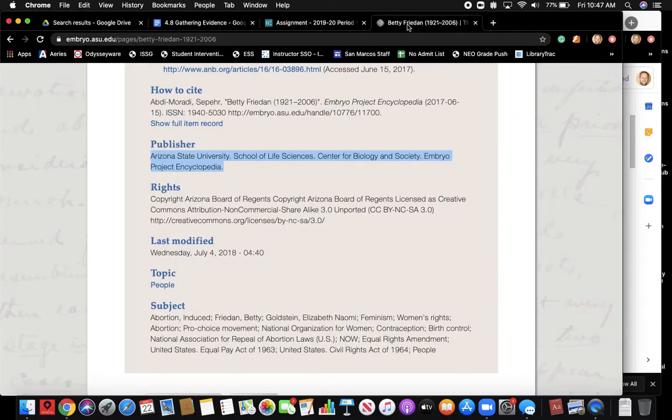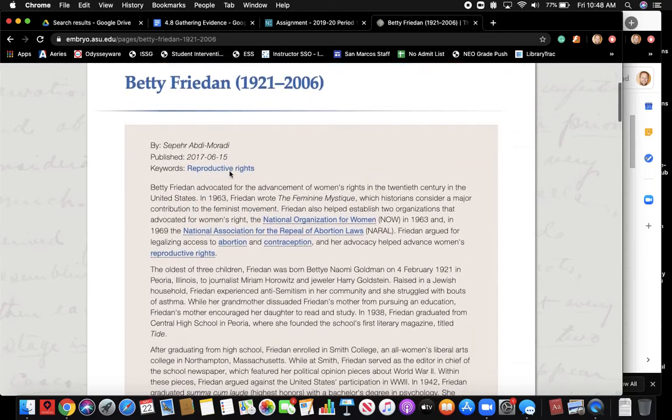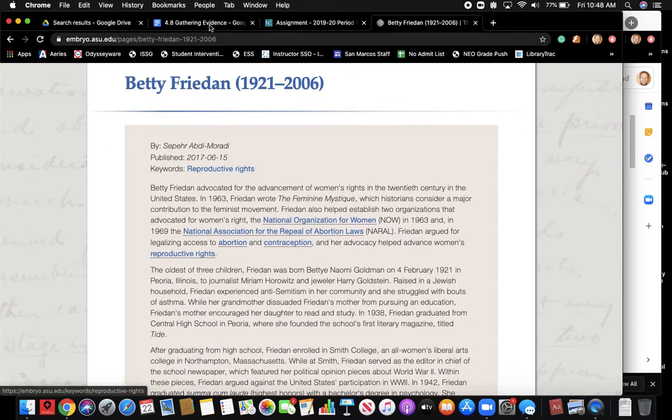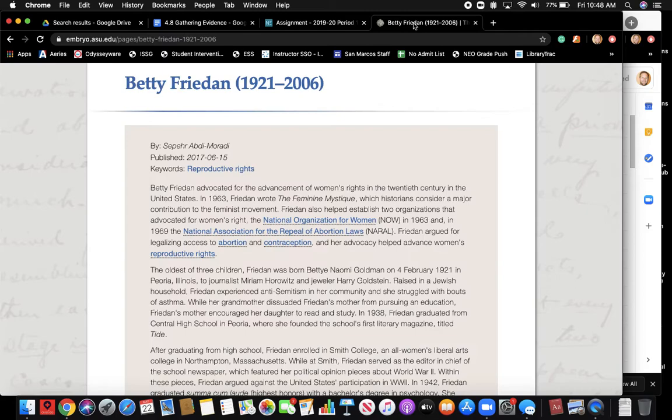So as I'm reading through, again, here's the source that we cited in 4.7. As you're reading through your source, you want to look for the answer to your question. So I need to know, in order to find out how they similarly did it, I need to know how each of these women fought for it. So for this one, we're looking up Betty Friedan. So as I'm reading, I want to know, how did Betty Friedan fight for women's rights during the women's liberation movement? What is it that she did? So I'm going to read through, and I'm going to write down facts that I find that are going to help answer my question.